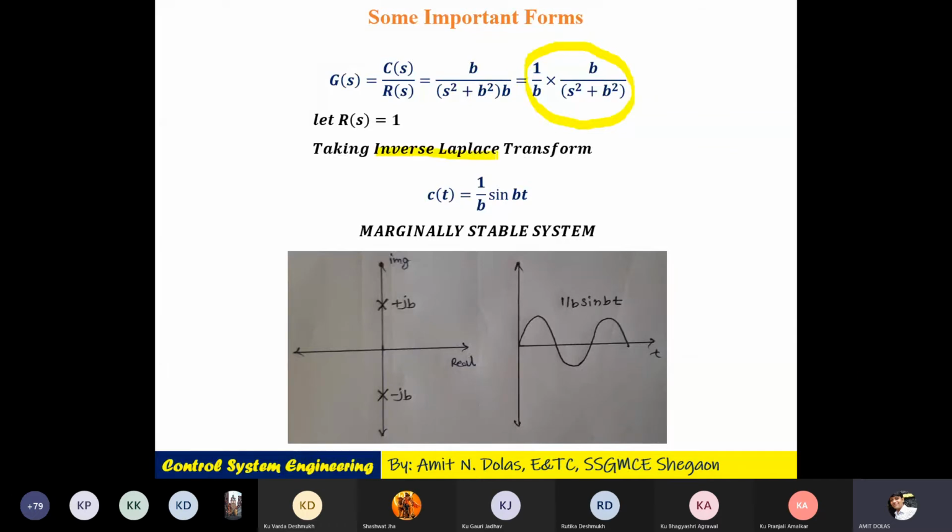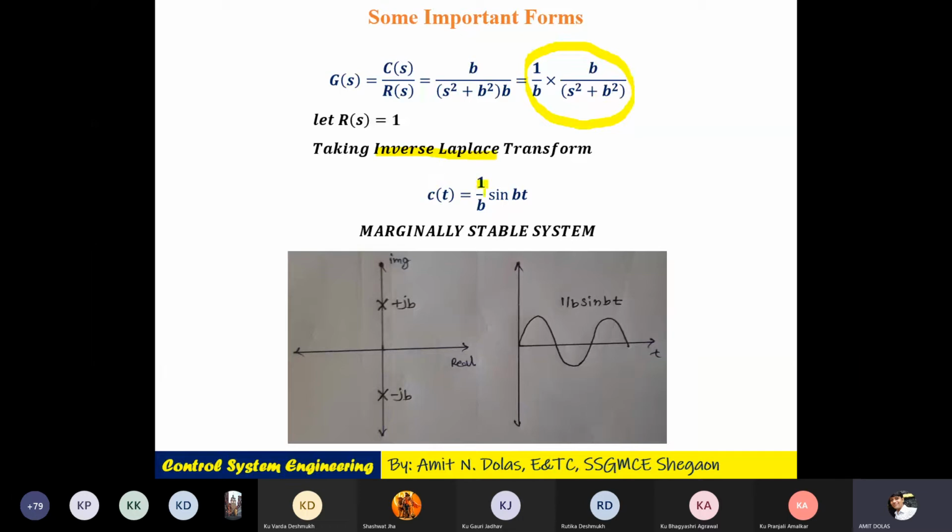Again you can see the PPTs for the inverse Laplace transform. Am I audible? Yes, sir. Okay. So for the inverse Laplace transform, you can refer to the previous PPTs.